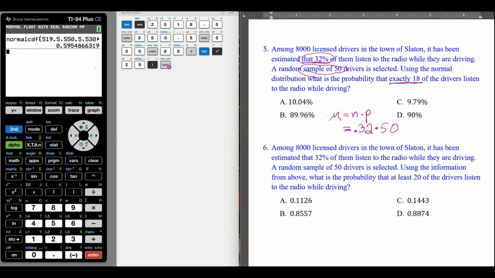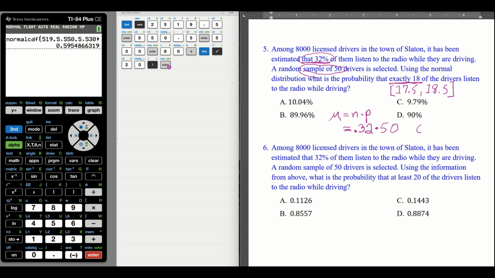Now, this means that, where's our standard deviation? Oh, okay. Did you notice? It says normal distribution, but there's no standard deviation. They gave us sample size. What does this mean? First off, people listening to radios, that's discrete. So we will have to adjust. Our adjustment is 17.5. Then add the 0.5 at the other end.